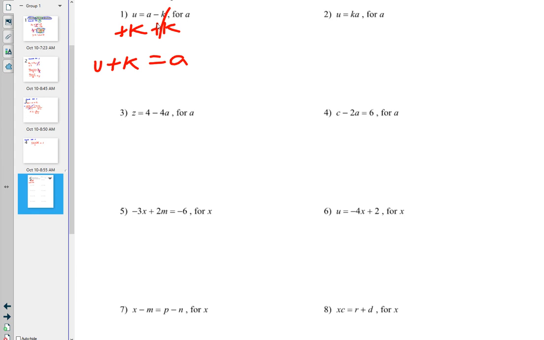Alright, how about for number 2? How would I get A by itself there? Divide both sides by K. So U over K equals A. Answer. You heard?